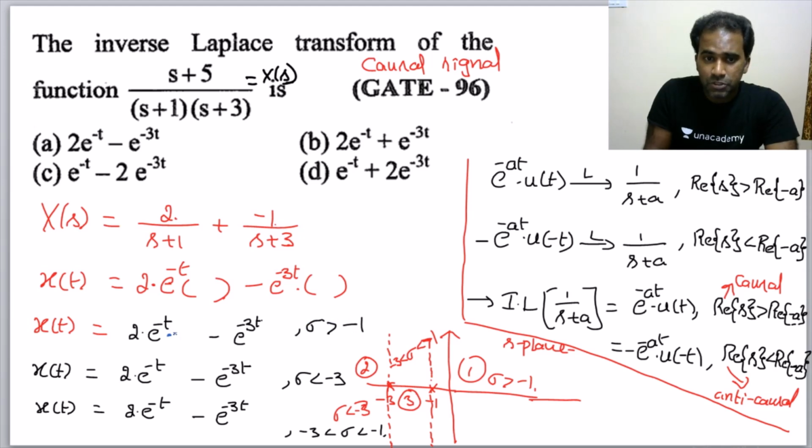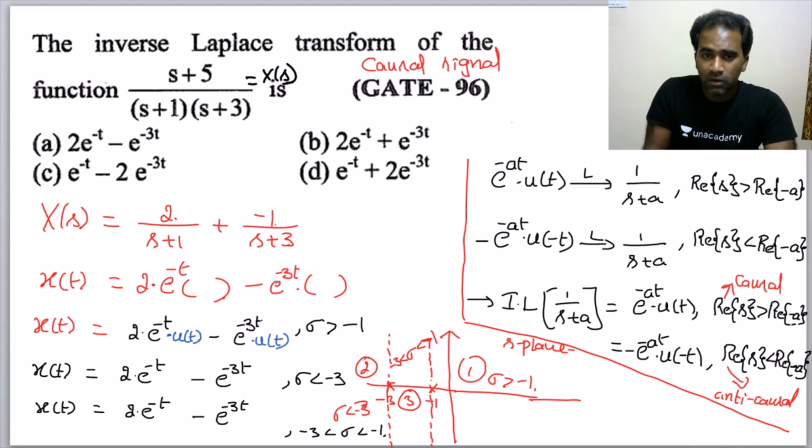Which means you should be having U of t. You should be having only U of t. There should never be U of minus t for a right-sided ROC, because if there is U of minus t, then the ROC cannot be right-sided. So that's why in both places in the basic answer, fill U of t everywhere.